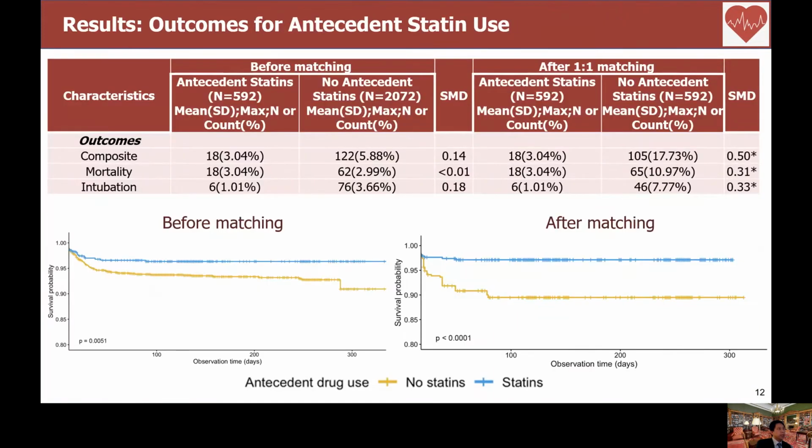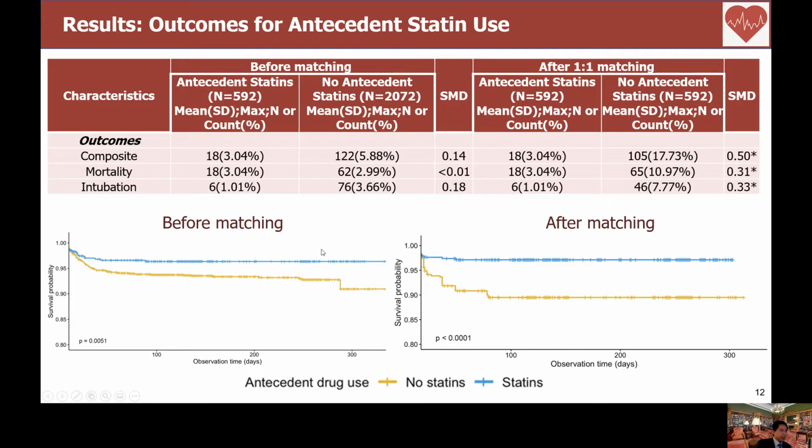So in terms of the outcomes for antecedent statin use, before the matching, around 3% of patients suffered the composite outcome. For the non-statin users, this was a lot higher, around double that, in the 6% range. And you can see that after the matching, there were actually greater differences observed. The event rates were a lot higher in the non-exposure group.